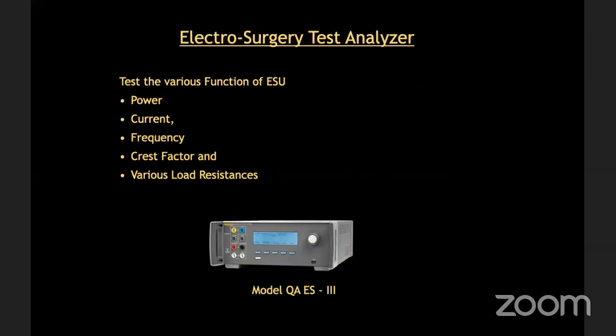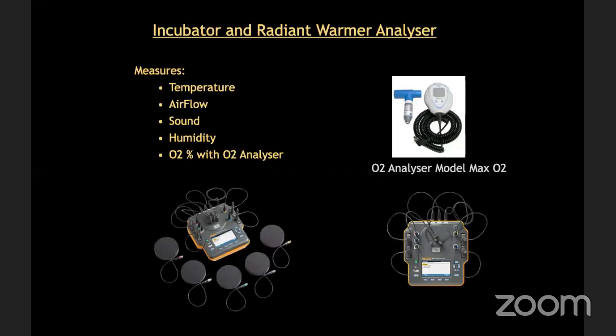Electrosurgery unit, otherwise also called cautery machines. It checks the power, the current, frequency, crest factor, and various load resistances according to the body. So this is a very important machine, and it has to work with high accuracy because there is some current passing through the patient. Incubator and radiant warmer.